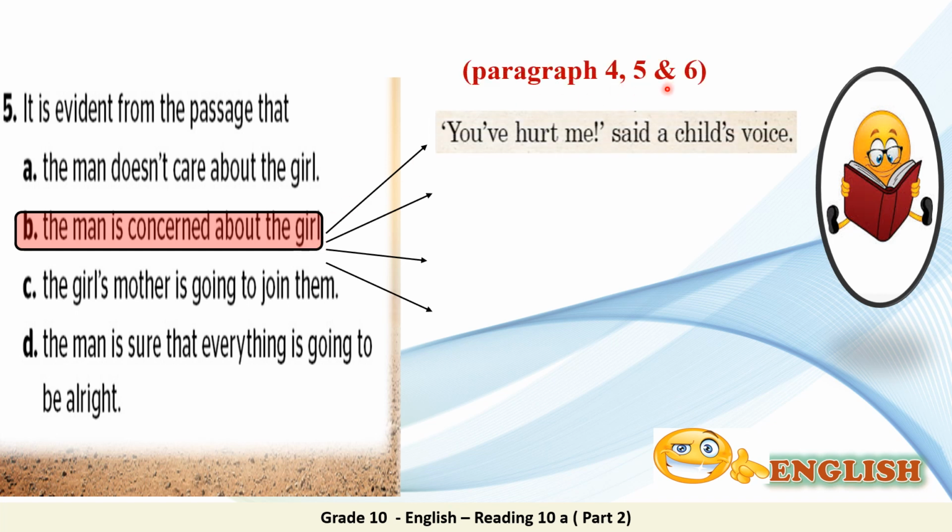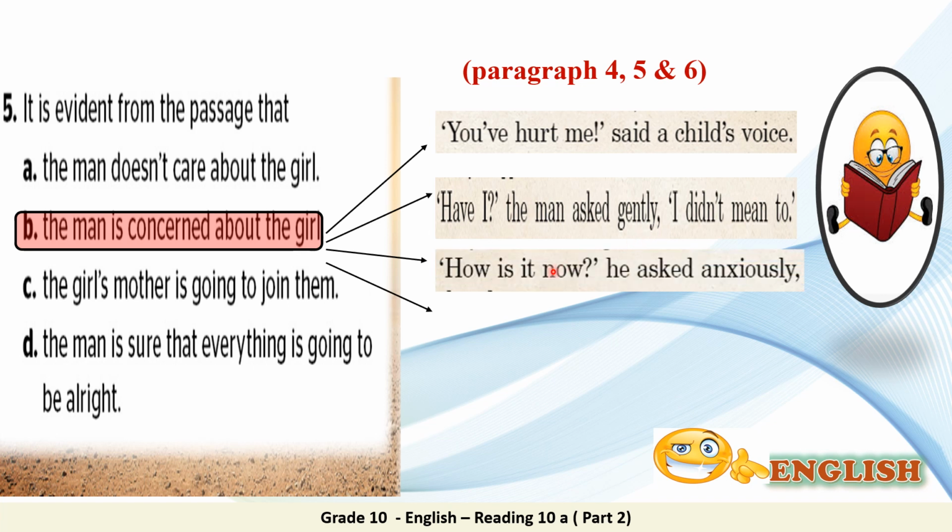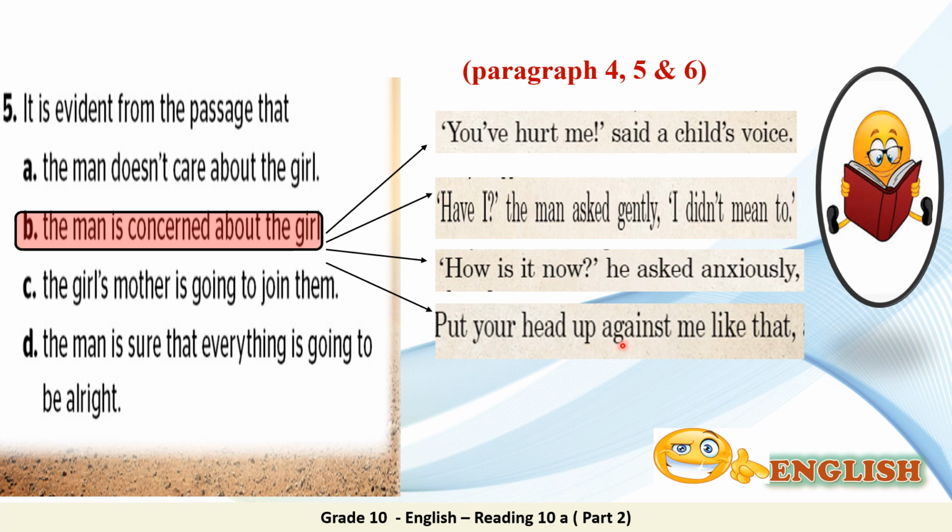For example, "You have hurt me," said a child's voice. "Have I?" the man asked gently. "I didn't mean to." So he asked gently here. It means that he is concerned about the girl. "How is it now?" he asked anxiously. And finally, "Put your head up against me like that."